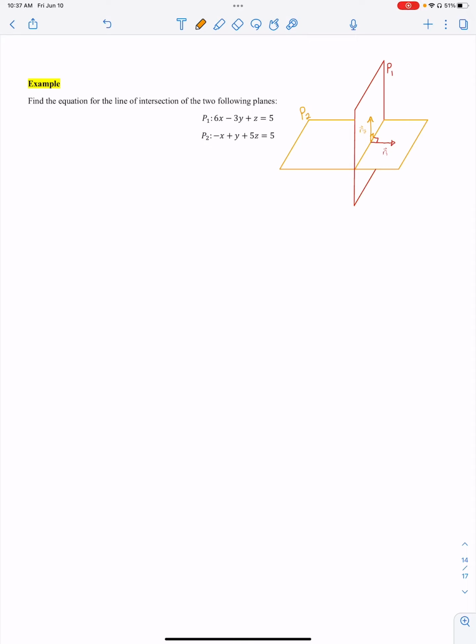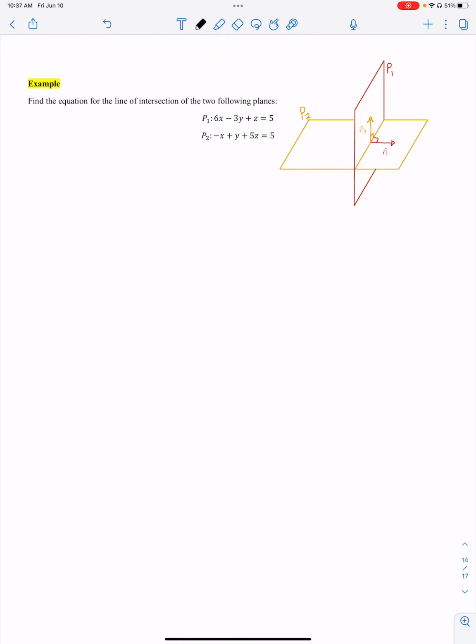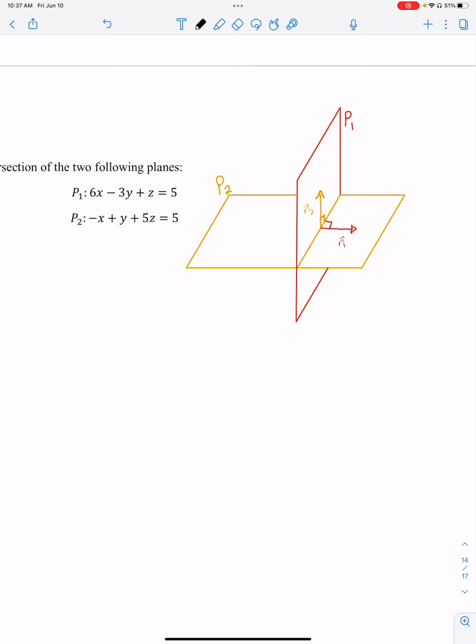In this video, we'll continue our discussion of section 11.5 with this example. It says, find the equation of the line of intersection of the following two planes. So now we're dealing with two planes that are intersecting. So let's take a look at our picture just to get a grasp of what we need to do.